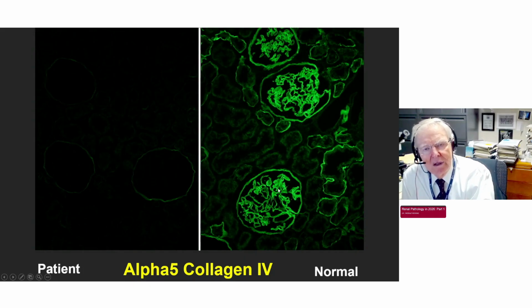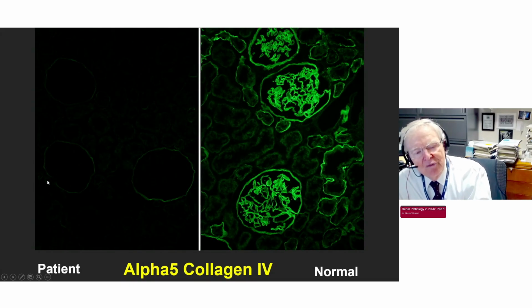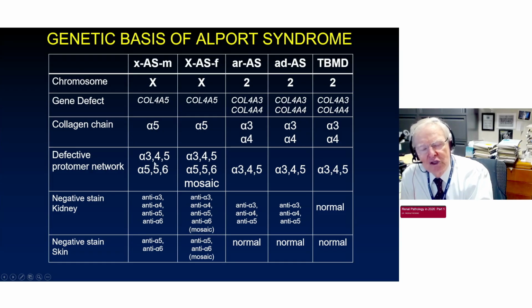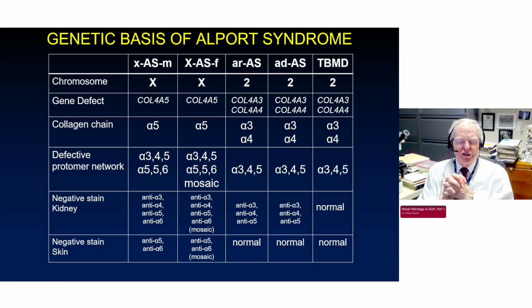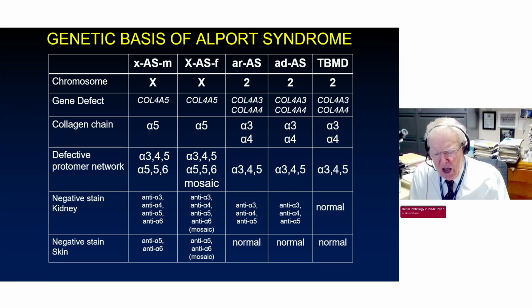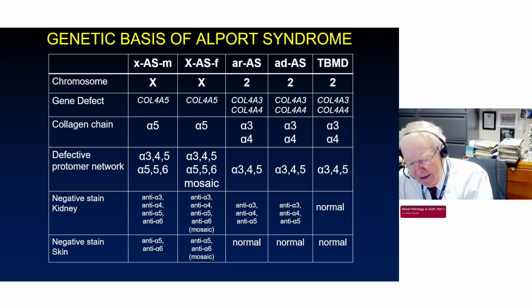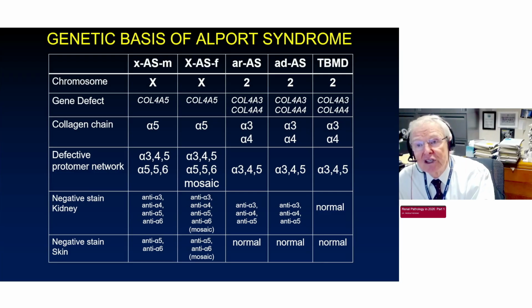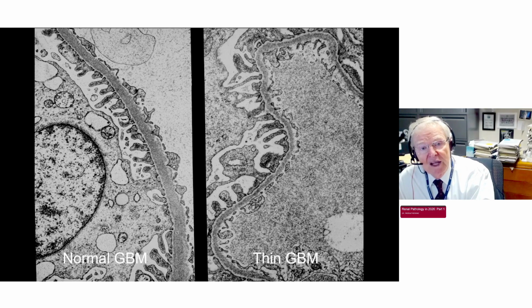This is a normal glomerulus from a normal kidney. Here you have a patient with a defect in the alpha 5, a male patient with defect in the alpha 5. Here you have also the alpha 3 type 4 is missing in these patients. And so you can figure out what is the likely genetic abnormality just from the presentation and from the morphology. However, these days we rely heavily on genetic testing in these patients because it is very accurate and readily available.